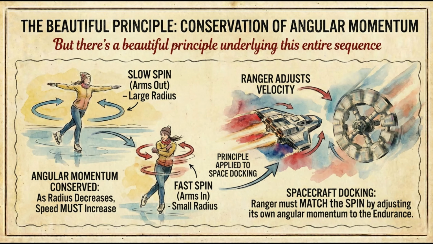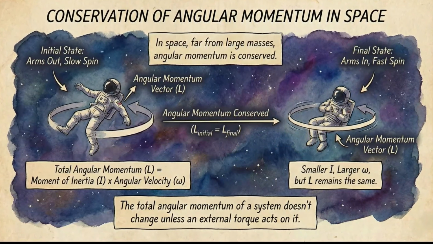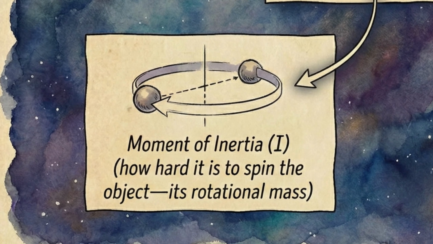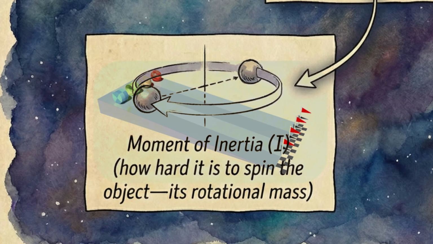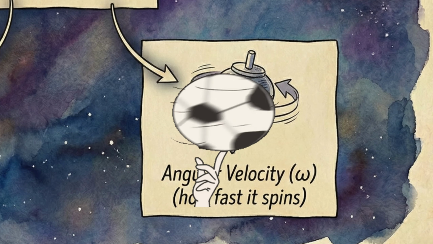But there's a beautiful principle underlying this entire sequence: conservation of angular momentum. In space, far from large masses, angular momentum is conserved. The total angular momentum of a system doesn't change unless an external torque acts on it. Angular momentum is calculated as L equals I times omega, where I is the moment of inertia, that is, how hard it is to spin the object, or its rotational mass, and omega is angular velocity, how fast it spins.